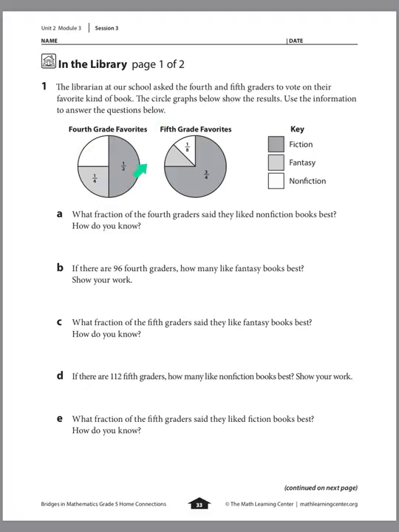So here we have 4th grade favorites, 5th grade favorites, and our key, which lets us know the dark gray is fiction, the light gray is fantasy, and the white or lightish gray is nonfiction. A says, what fraction of the 4th graders said they liked nonfiction books best? And how do you know?